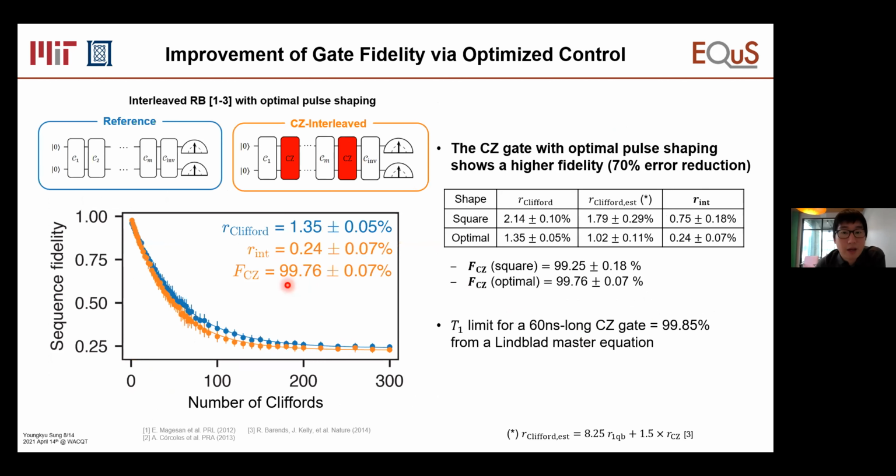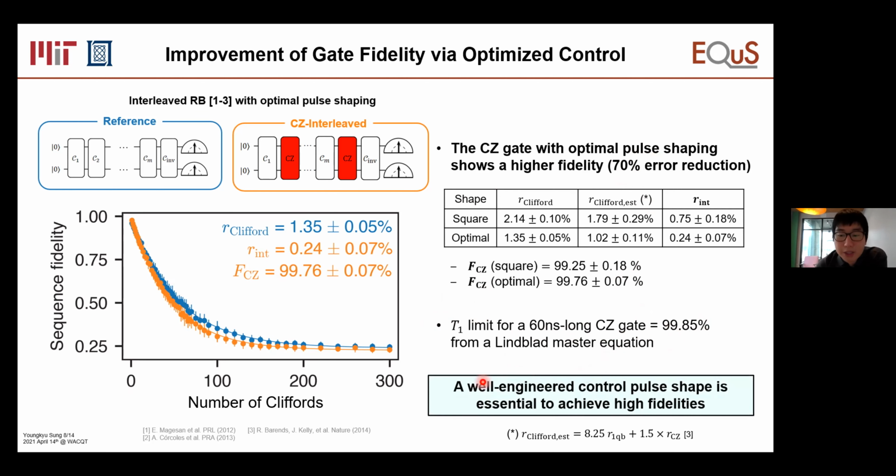Next, we measure the gate fidelity of the CZ gate using interleaved randomized benchmarking. For the CZ gate with the optimized pulse shape, we got 99.76% with a 0.07% error bar. And for the square pulse, we got 99.25% with a 0.18% error bar. So we saw about 70% error reduction by using the optimized pulse shape. And we also simulated the T1 limit for a 60 nanosecond long CZ gate, which is about 99.85%. And this was obtained by solving a Lindblad master equation. So this result shows that a well-engineered control pulse shape is essential to achieve high fidelities of fast coupler-mediated entangling gates.